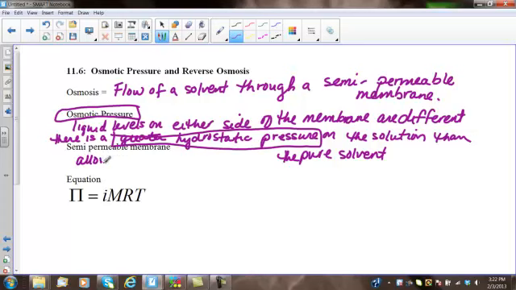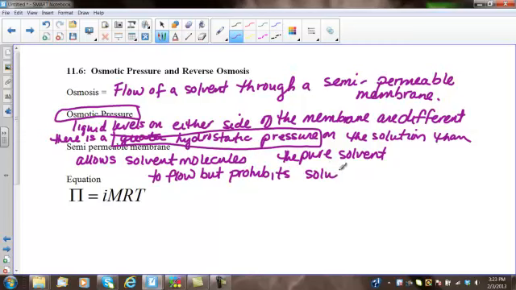The membrane allows solvent molecules to flow, but prohibits solute molecules.